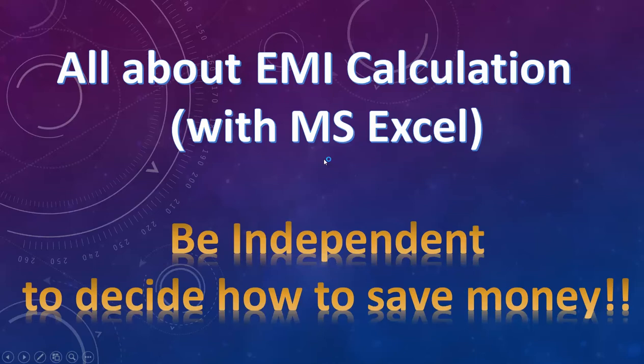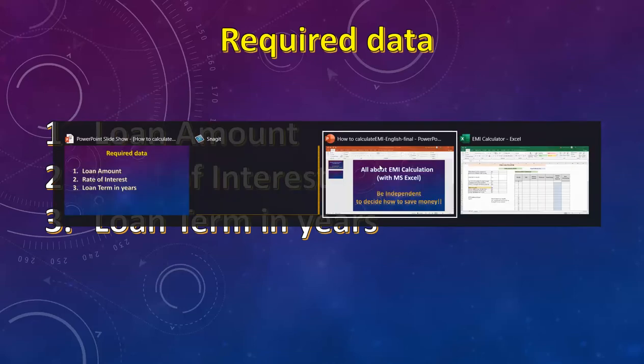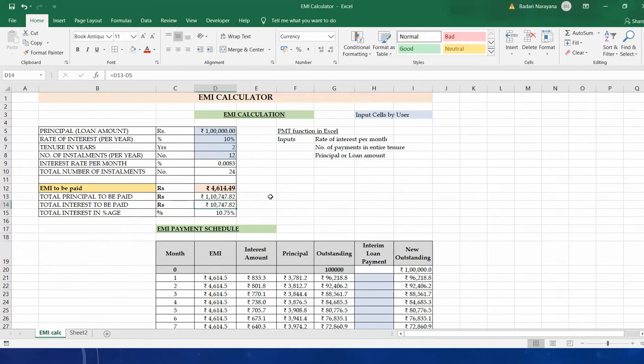When we have to calculate EMI, we need three important inputs. One is what is the loan amount, what is the rate of interest being charged by the financier or the bank, and what is the loan term that we are thinking of to repay the money. So for this, let's see an Excel sheet how it is calculated.